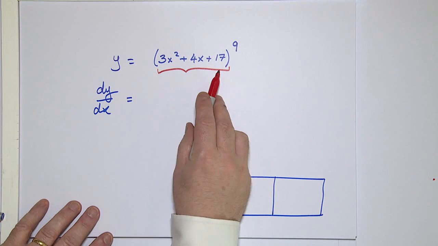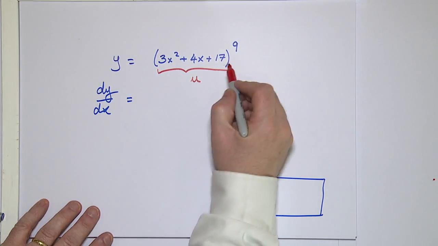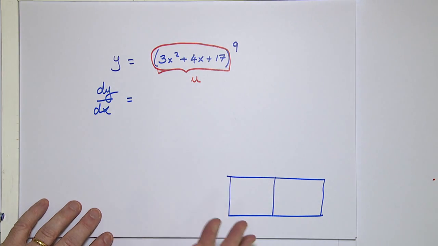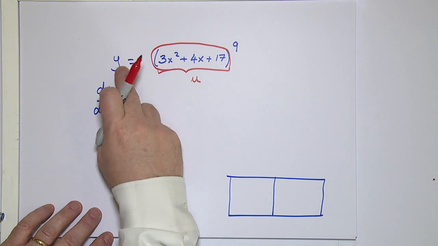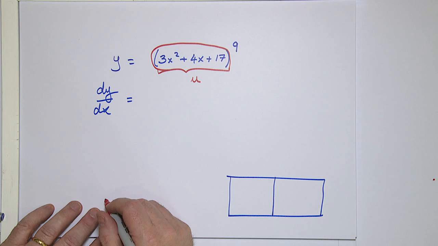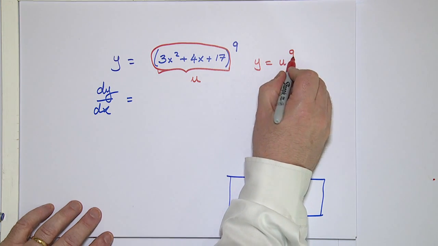I just say I don't like that, and I call that u. So anything that's messy, I just call that u, or w, or z, or whatever I want to call it, but not x and not y. So I could call it w, but I'll call it u. So now I get y is equal to u to the power of 9.